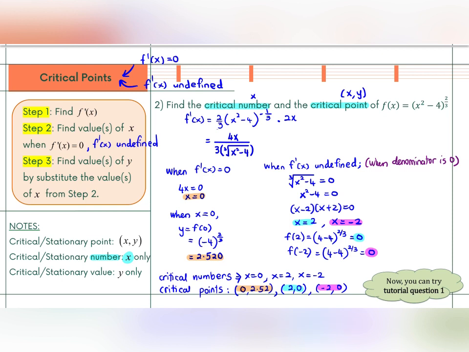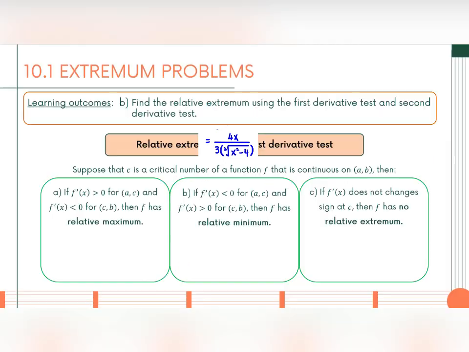So, kamu dapat bezakan stationary point is when f prime x is 0 only. Manakala critical points adalah f prime x equals to 0 dan juga f prime x is undefined. Okay, so now kita akan pergi kepada second learning outcomes. Second learning outcomes dalam topik extremum problems is find the relative extremum using first derivative test and second derivative test.